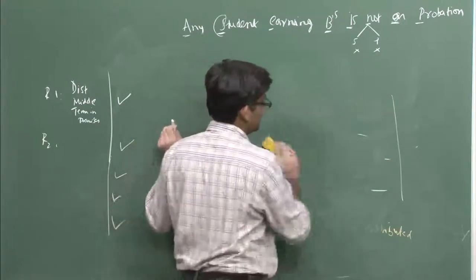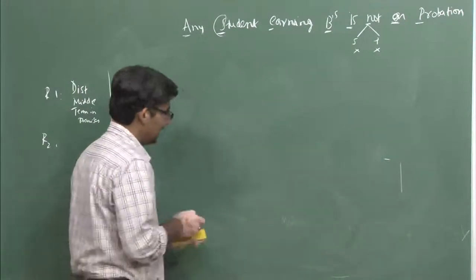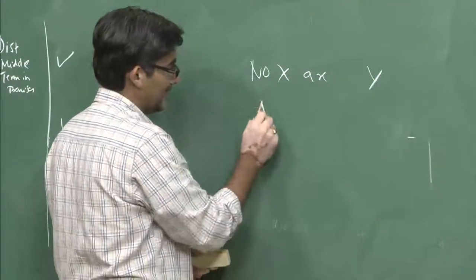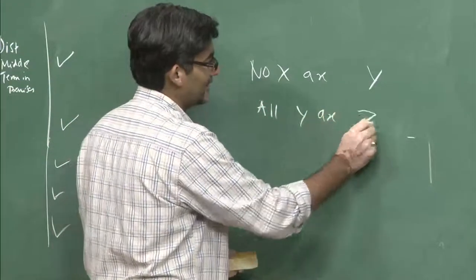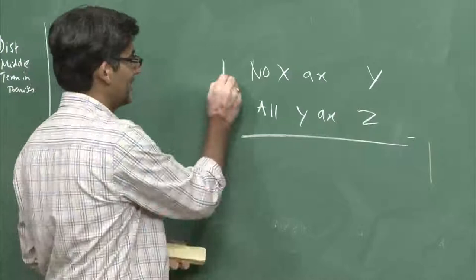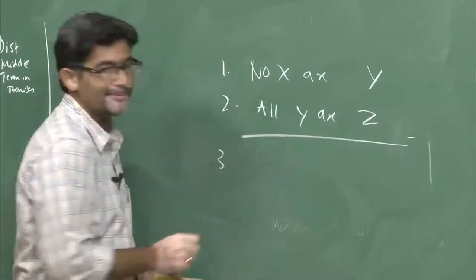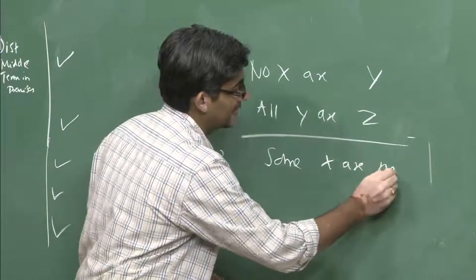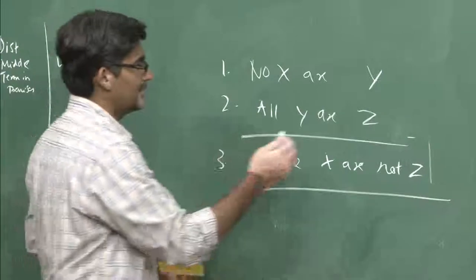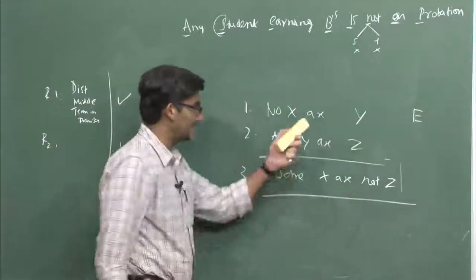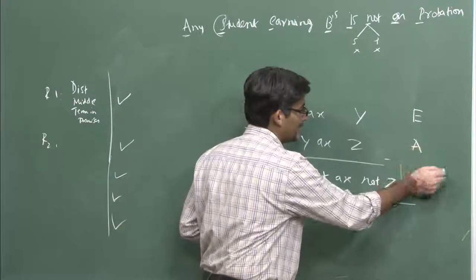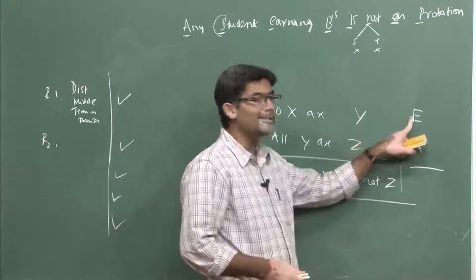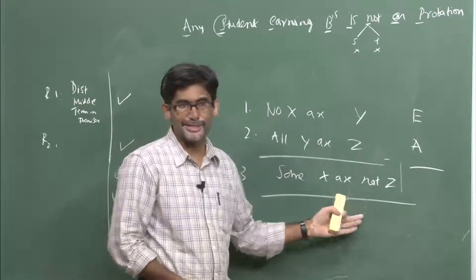Another example: you take into consideration no x are y, all y's are z, let us say for the sake of consideration, and then the conclusion is some x are not z. So now this is an E proposition, a negative proposition, and this is an A proposition. According to our rules of syllogism, when you have a negative premise, your conclusion also has to be negative.